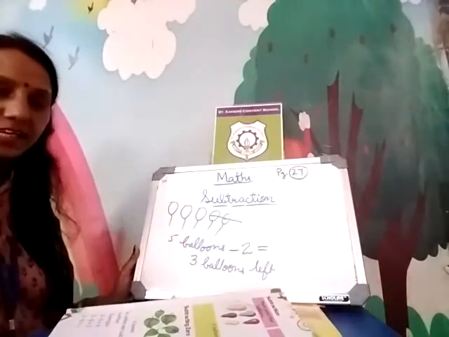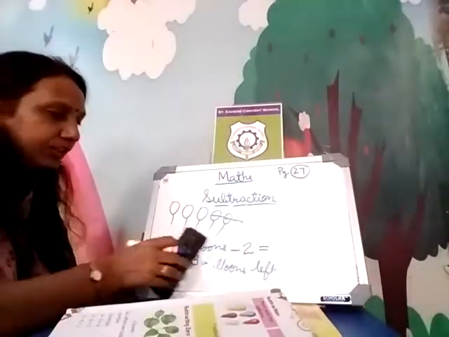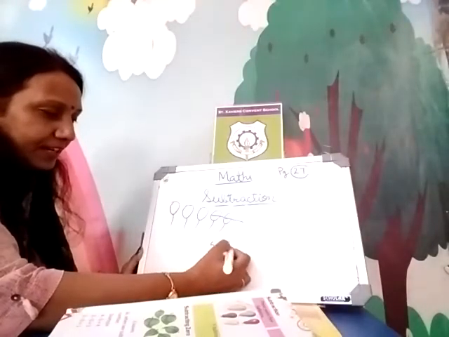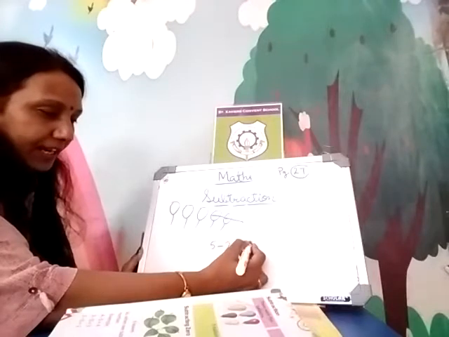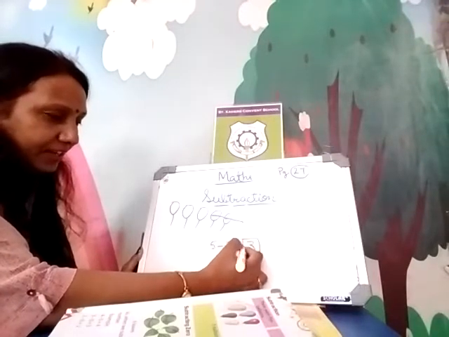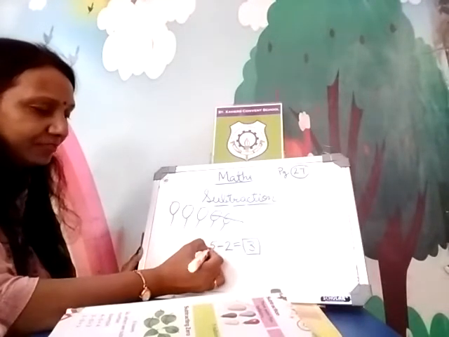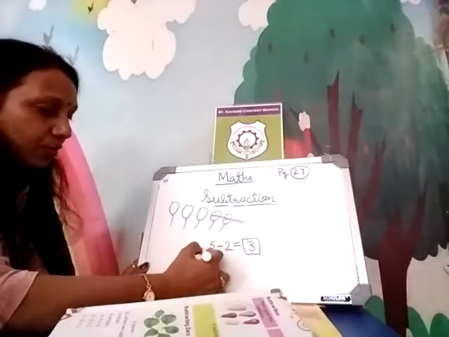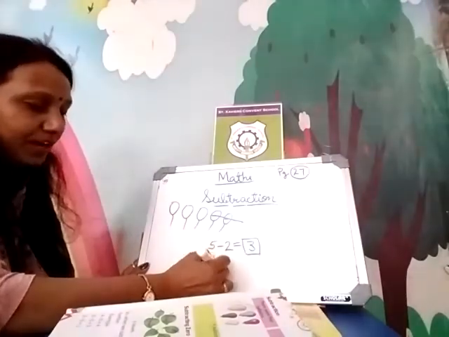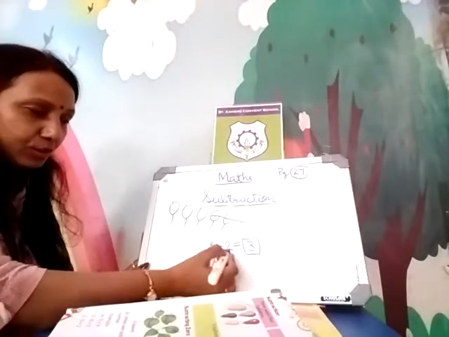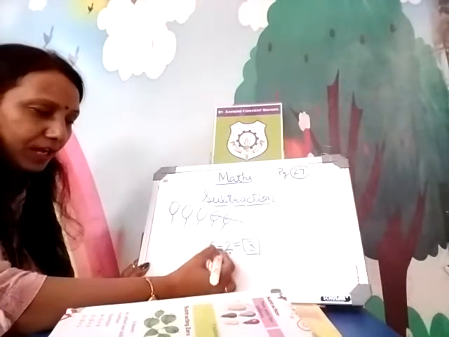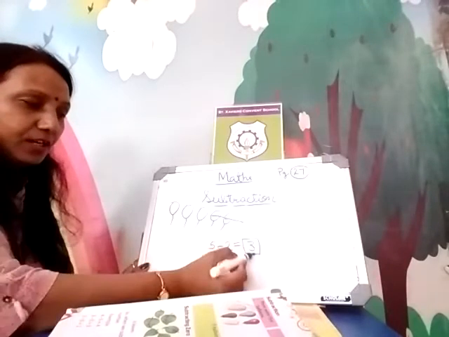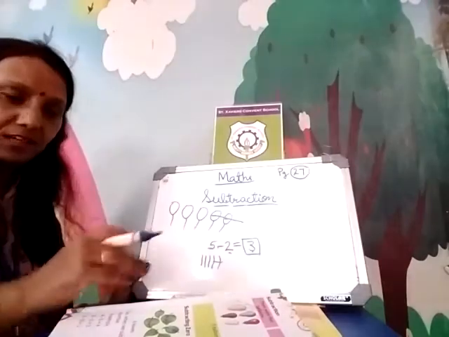And you can say it this way also: 5 minus 2, the answer is 3. When we take 5 things and minus 2, then how many left? 3, right? 1, 2, 3, 4, 5 lines, cut 2 lines. How many? 2 lines, minus 2. And how many left? 1, 2, 3. So this is your answer.